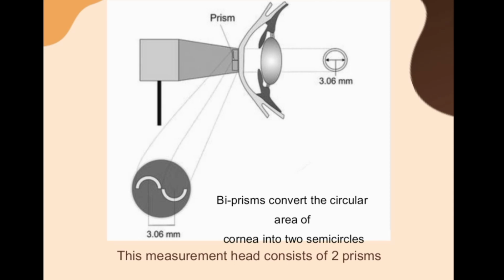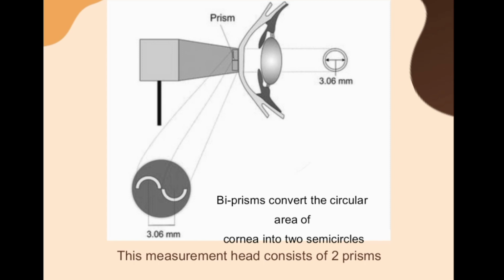So the biprism converts the circular area of the cornea into two semicircles. I have told you it will show you the view of the circular cornea which you are going to flatten, into two semicircles so that you can actually read the value of the intraocular pressure. That is why it is the indirect method, because you are not calculating the intraocular pressure directly, rather you are indirectly trying to measure the intraocular pressure.